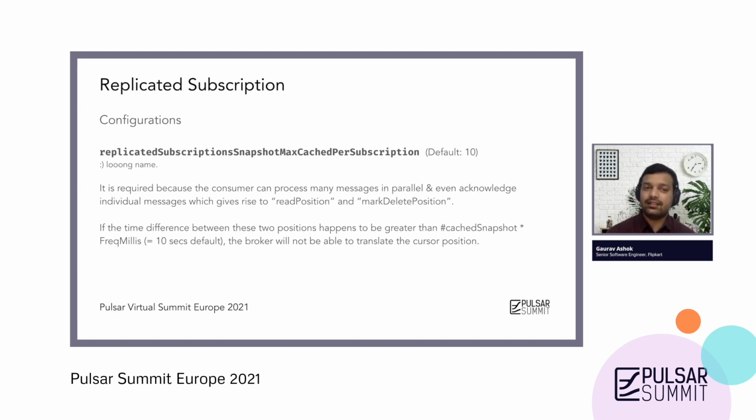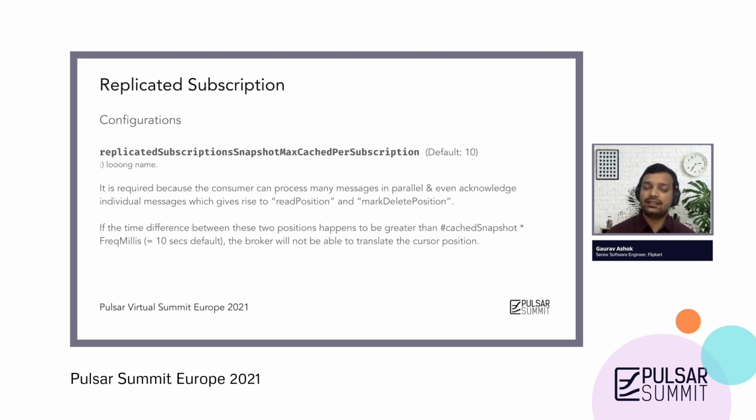The max cached snapshots per subscription setting allows you to configure how many snapshots the subscription keeps in memory for the translation purposes, right? So we saw in the previous example that the subscription was caching the last 2 snapshots. Here we can configure it to something else. By default, it is 10.